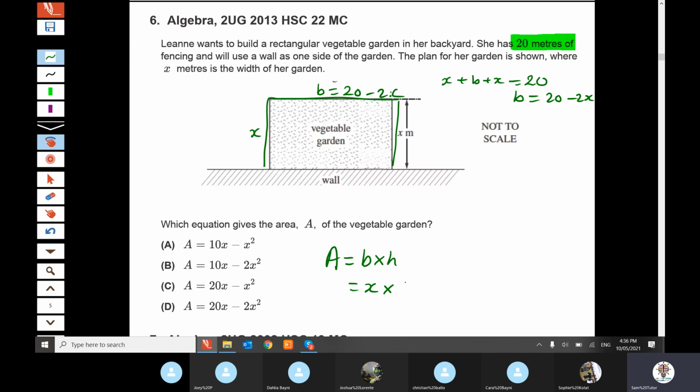And then once you now know the base, which is 20 minus 2x, what would the area be equal to? Well, how do we expand this? Joey, you should be really good at this. Expand this. 20x minus 2x squared. Yeah, done. 20x minus 2x squared.